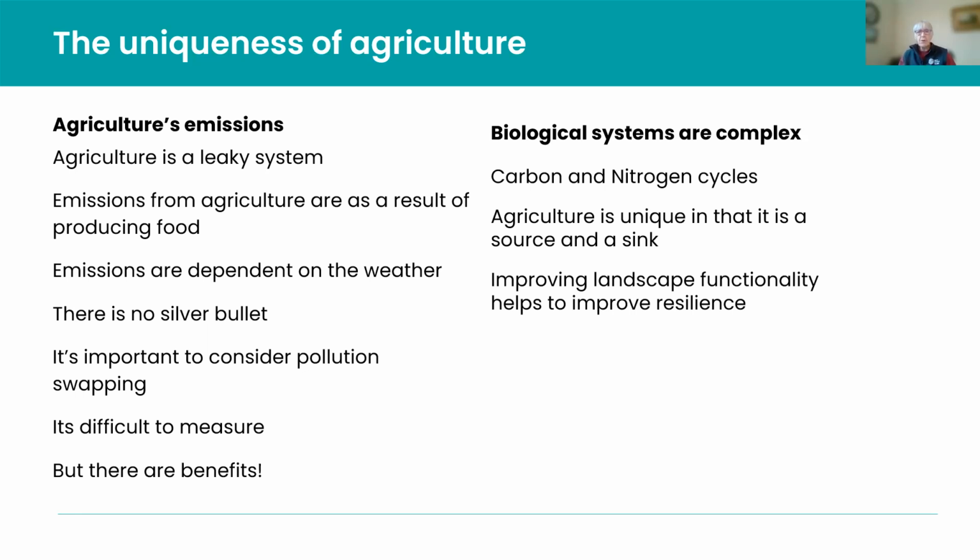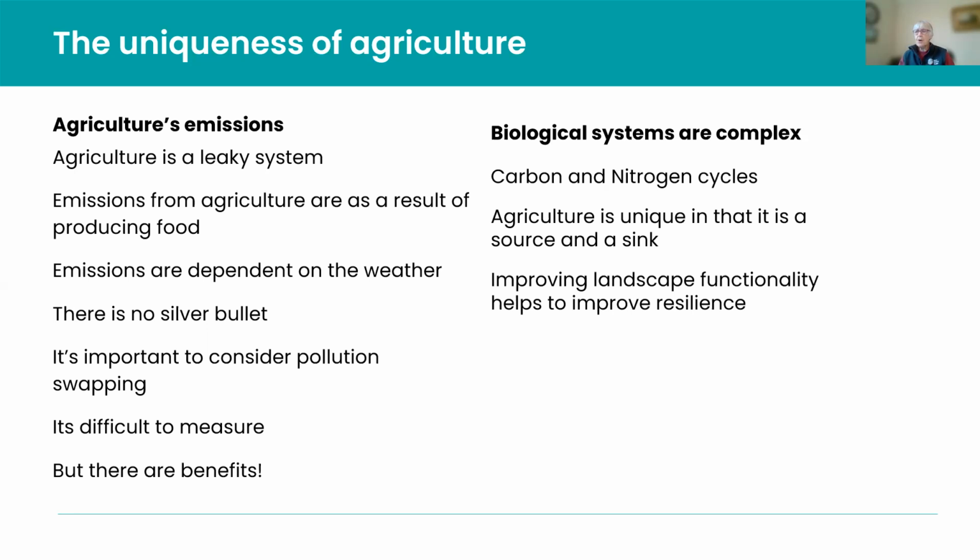But I mentioned before, there are benefits. It's a real win-win-win for everybody, including the farmer, to look at reducing emissions. And biological systems are complex. As I mentioned earlier, primarily we're focusing on emissions associated with methane, i.e. carbon, and from nitrogen cycles. But agriculture is unique in that it's both a source of emissions and a sink, i.e. we can remove emissions into soil and non-crop biomass.